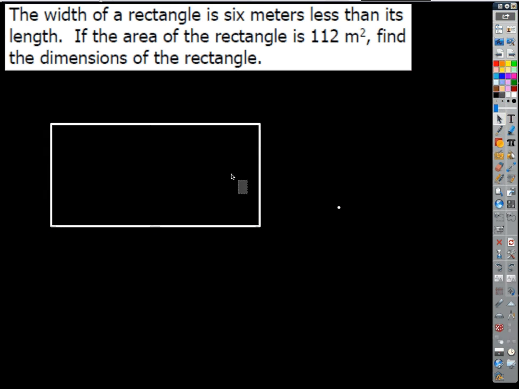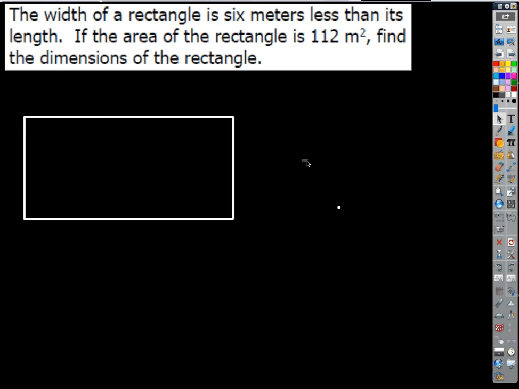Okay, so the dimensions here. Let's pick an easy variable. Instead of L's and things, let's just call it X. If the width is 6 meters less than the length, what are we going to call the dimensions then? X and X minus 6. So we'd say that the length is X and the width would be X minus 6. You did this in algebra. And the area is 112.